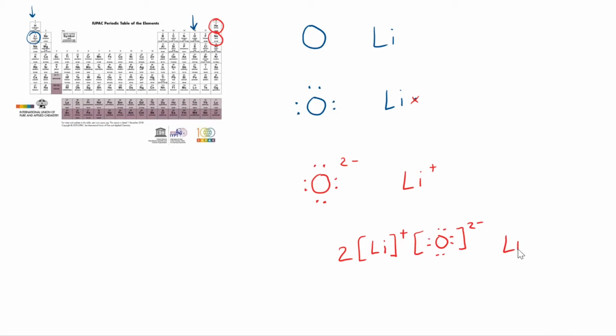And we can write that out as lithium 2 O, lithium oxide. Okay, our last example is going to be a little bit more challenging. We're going to look at gallium and sulfur.